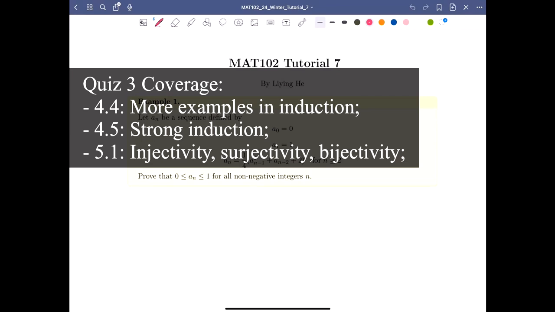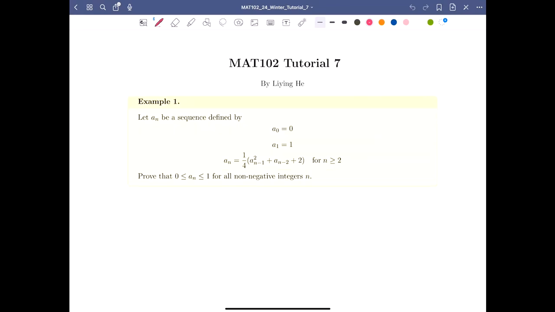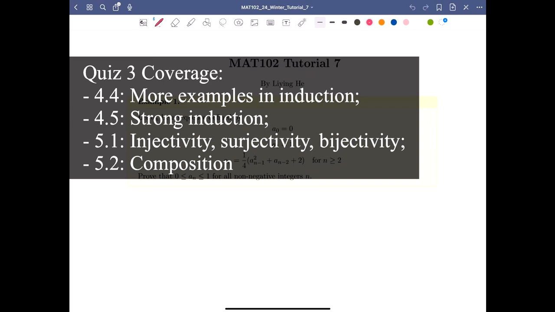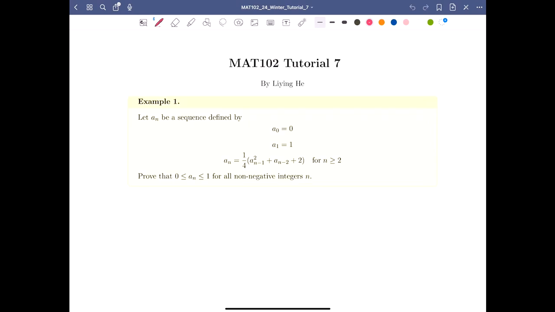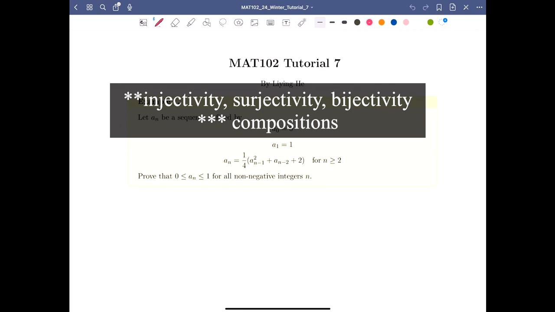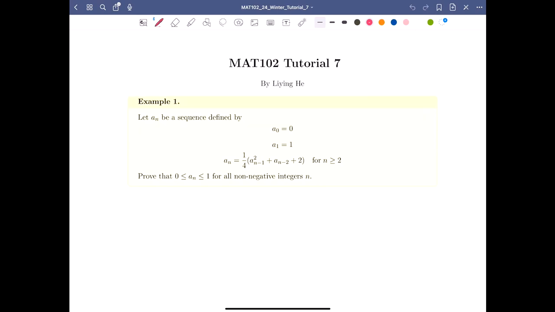5.1, which is injective, surjective, bijective. And 5.2, which is compositions. I can tell you they're not easy topics, especially injective, surjective, bijective, and compositions. Those are not easy topics.